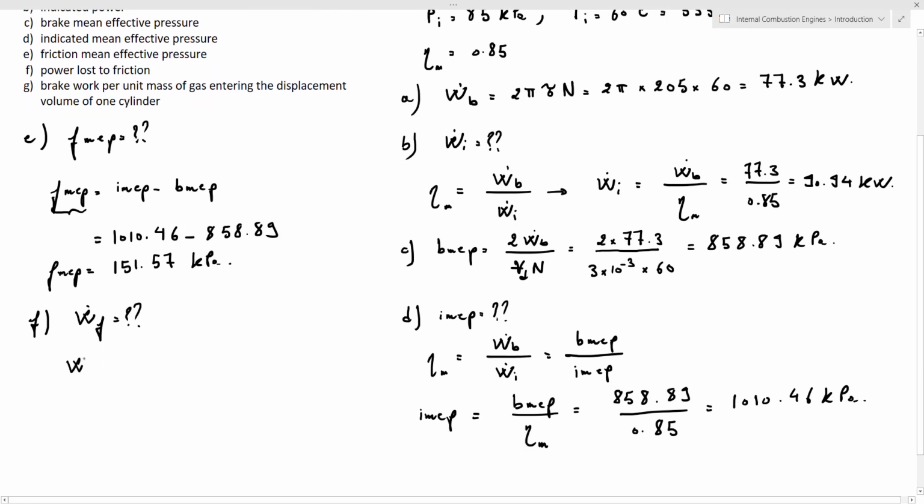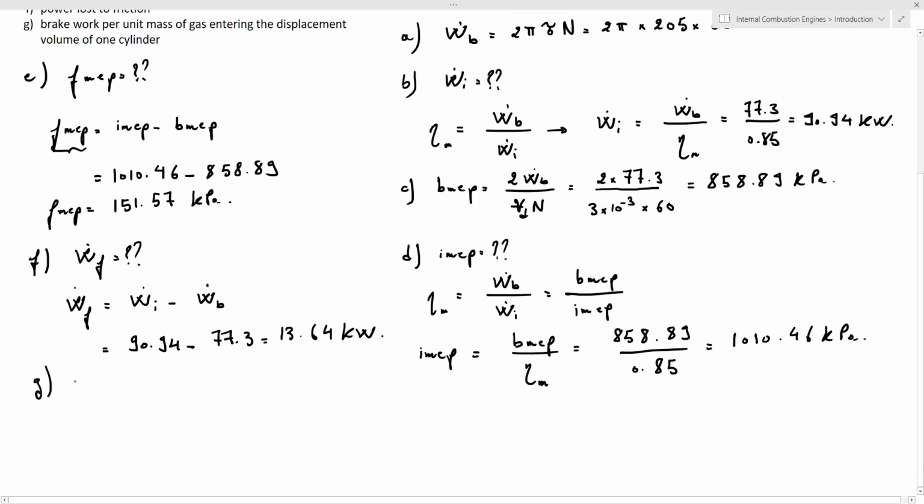So the power lost due to friction would be the difference between the indicated power and the brake power. So the indicated power is 90.94 minus the brake power, which is 77.3, which will be equal to 13.64 kilowatt.